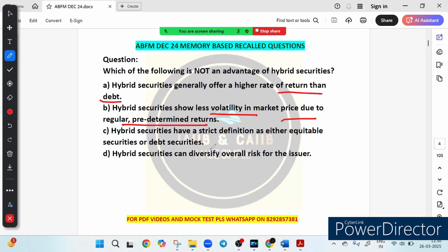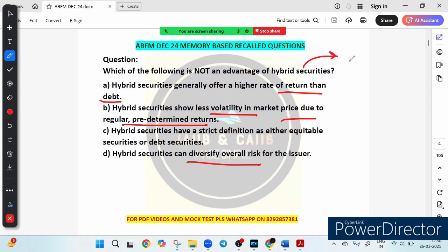Option C, hybrid security have a strict definition as either equitable security or debt security. And option D, hybrid security can diversify overall risk for the issuer. So friends, before we dive into the options, let's first understand what hybrid securities are.